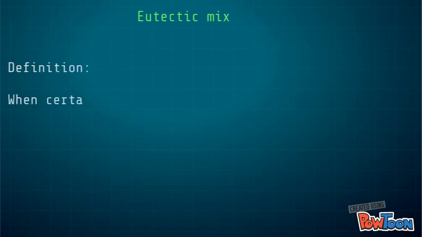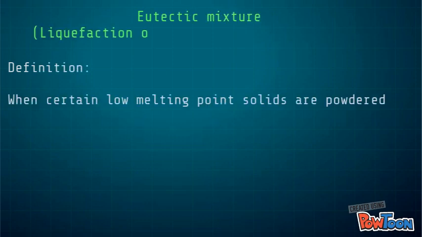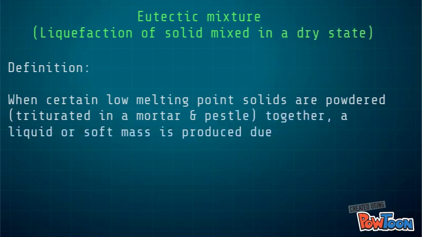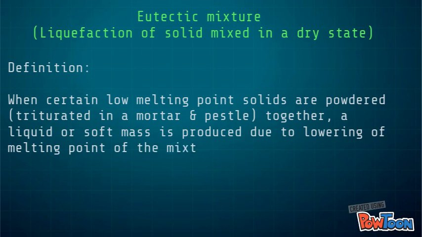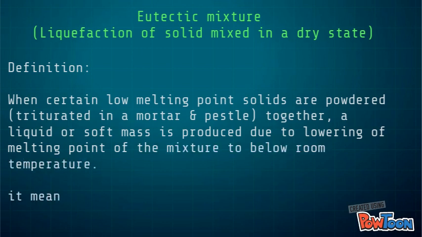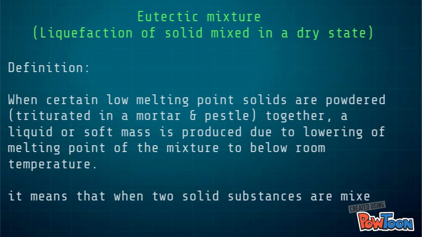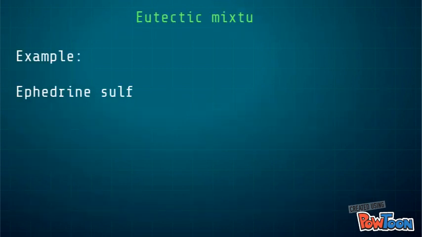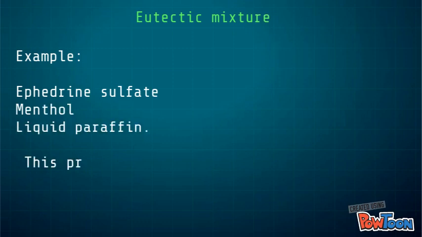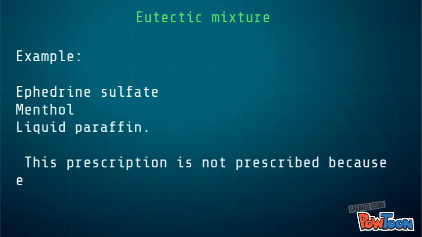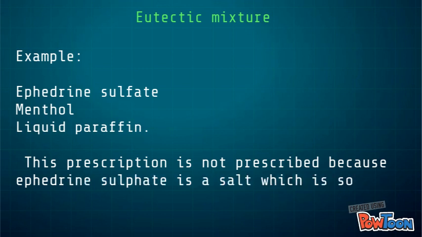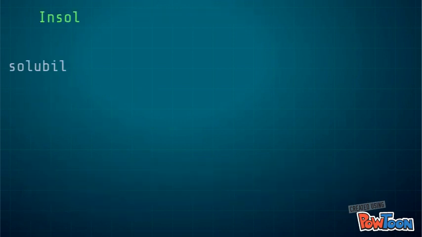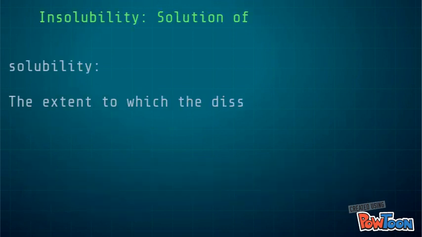Eutectic mixture definition. When certain low melting point solids are powdered and triturated in a mortar and pestle together, a liquid or soft mass is produced due to lowering of the melting point of the mixture to below room temperature. It means that when two solid substances are mixed together, conversion to a liquid state takes place. Eutectic mixture example: ephedrine sulfate, menthol, liquid paraffin. This prescription is not prescribed because ephedrine sulfate is a salt which is soluble in water but insoluble in organic solvents, oil, and paraffin.